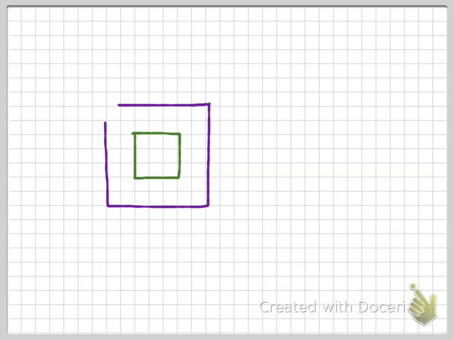So what we're going to talk about today are shapes that look like this. That would be our original shape, and this would be our image. The green is the pre-image and the purple is the image. What do you notice is happening between the pre-image and the image? So here's your pre-image. That's your original, and this guy is your image.